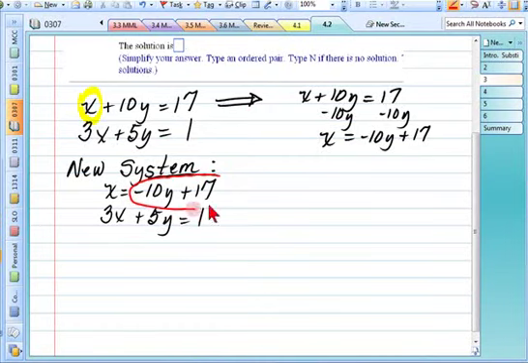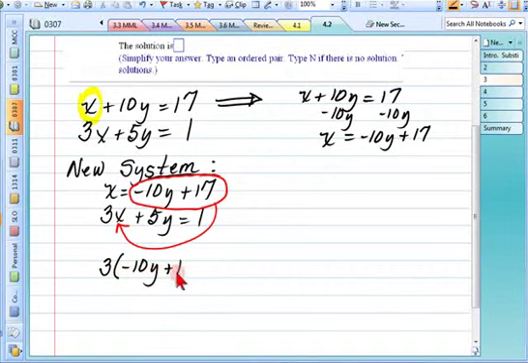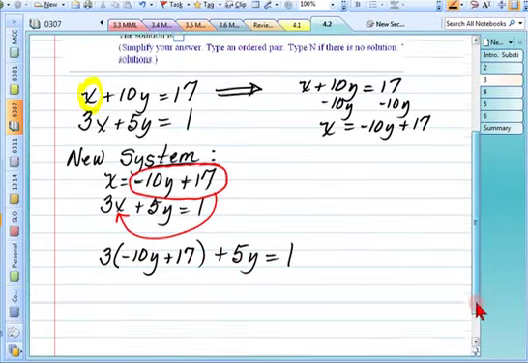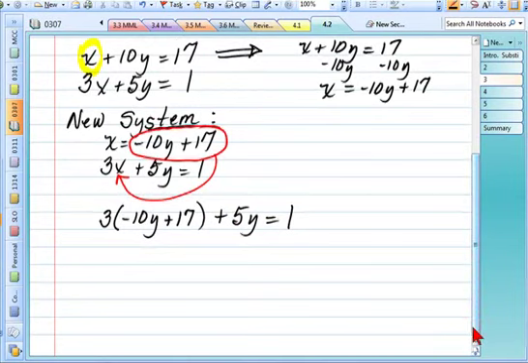So I'm going to grab this expression, which is the same as x, and I'm going to plug it in the place of x. I have 3 parentheses, not x, but negative 10y plus 17 plus 5y is equal to 1. Does everybody see where I got that? That's the value for x. I put it in the place of x.